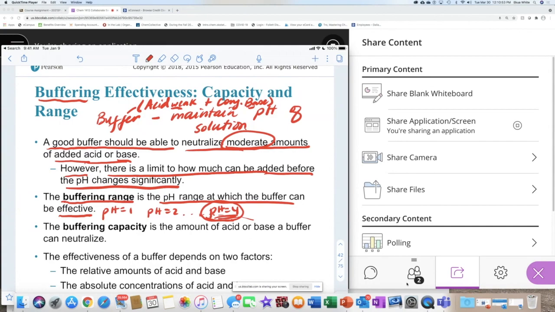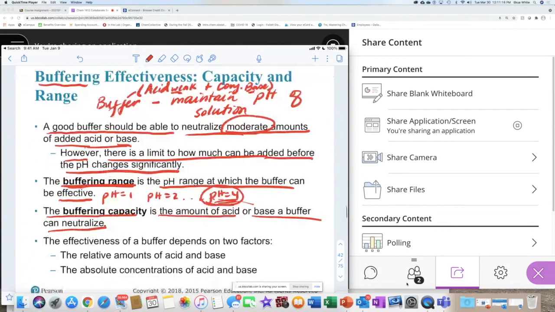Okay, so different buffers have different buffering ranges in which they can work. And we're told here the buffering capacity is the amount of acid or base a buffer can neutralize. So the buffer has a buffering range and the buffer has a buffering capacity. Capacity is the ability to do the work, which is neutralize, right?